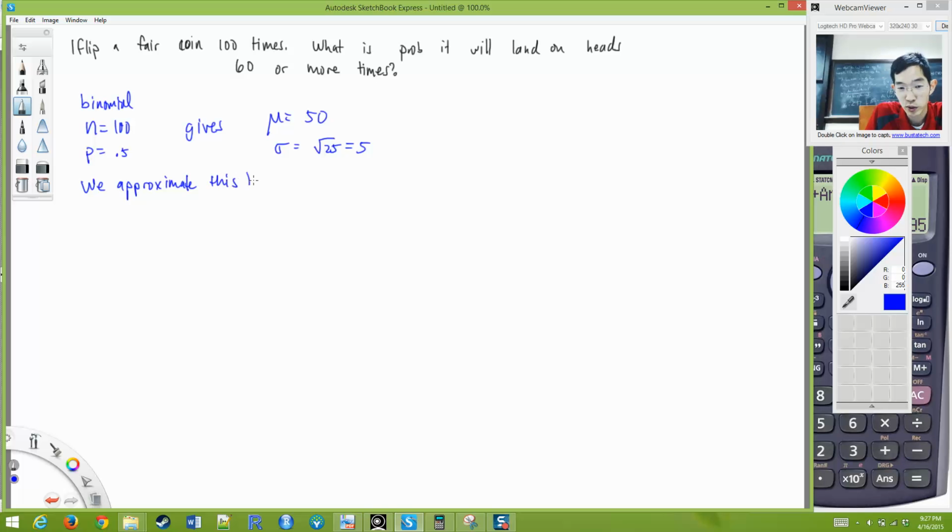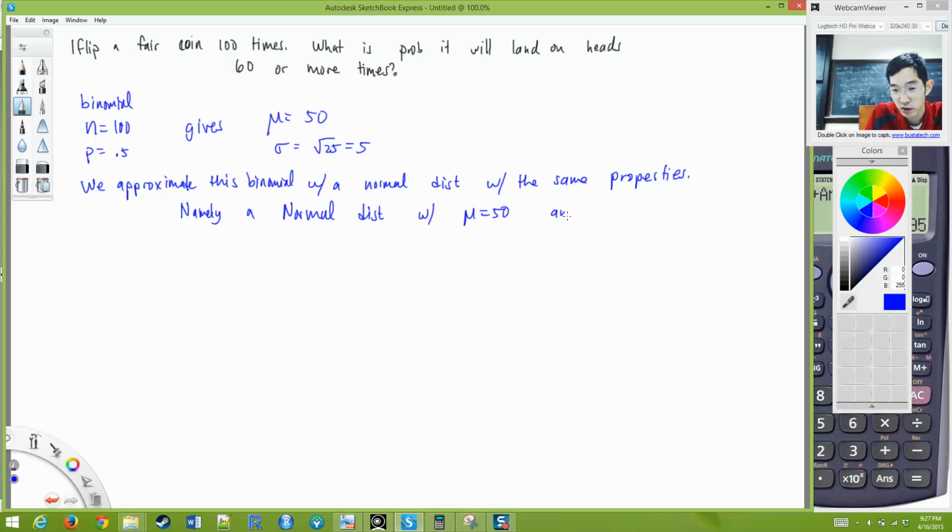Approximate this binomial with a normal distribution with the same properties. Namely, a normal distribution with mu equal to 50 and sigma equal to 5. Okay? And in shorthand, we can just write N(50, 5). A normal distribution with mean equal to 50 and sigma equal to 5 is often written this way.